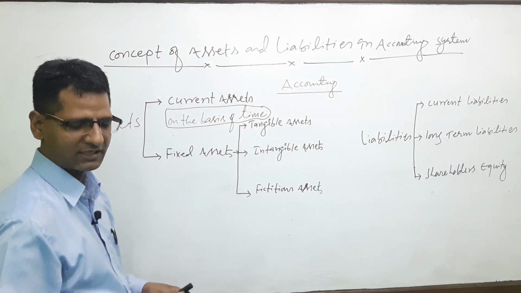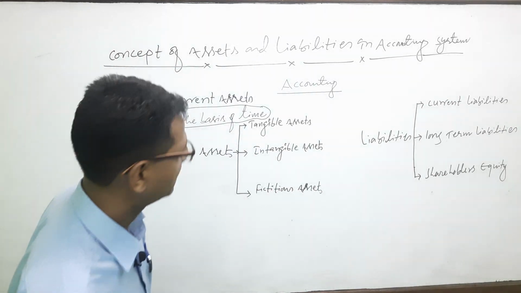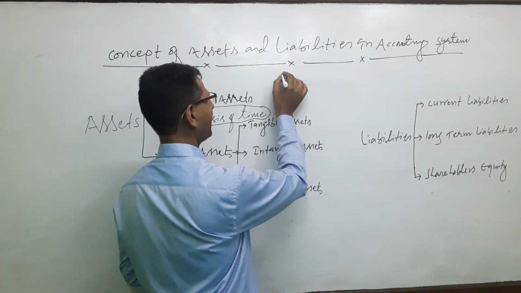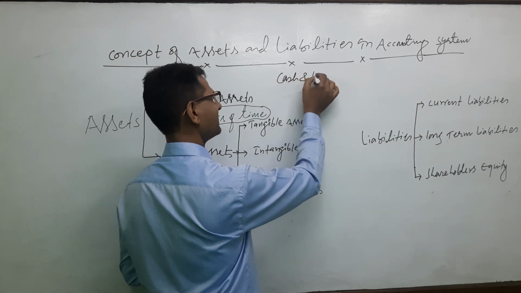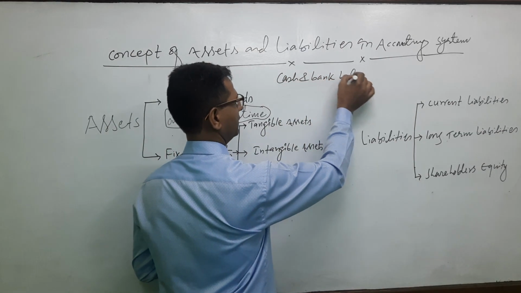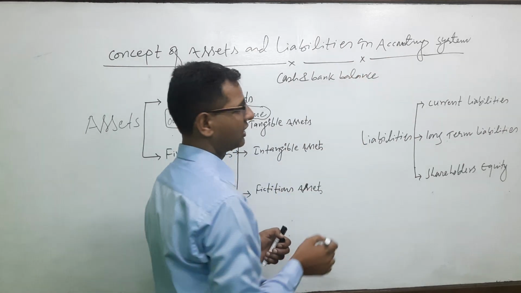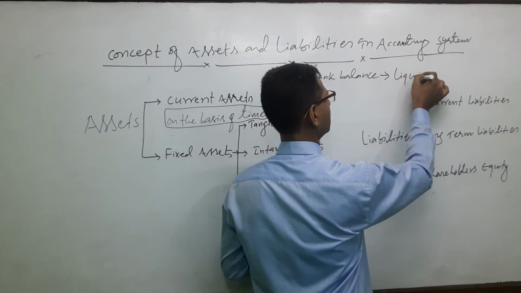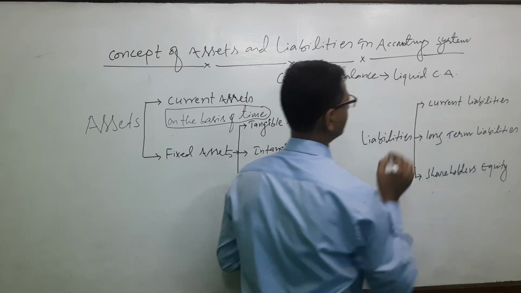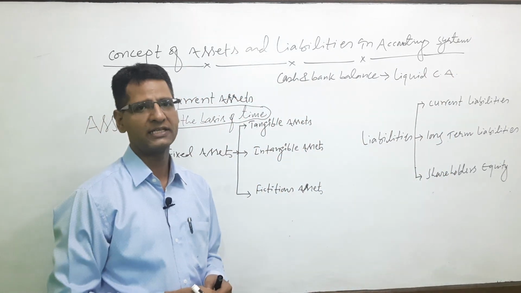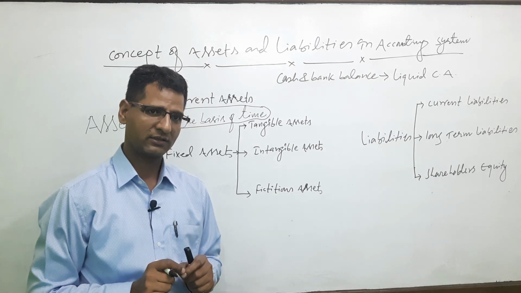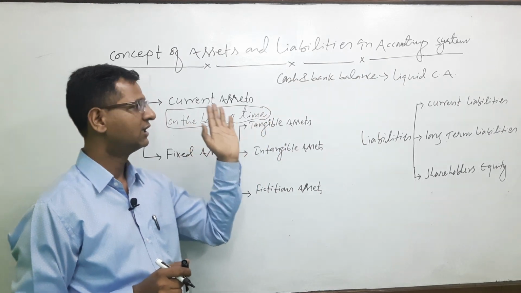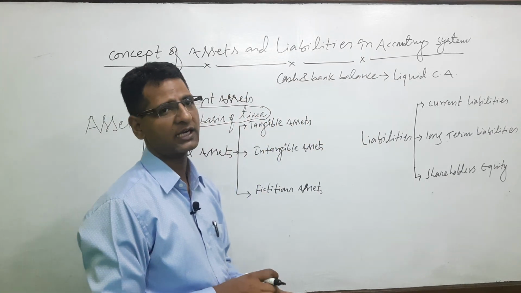So there are so many examples of current assets. Cash balance, cash and bank balance. Cash and bank balance is called liquid current assets. If we have it, we can immediately do what we need. Immediately we can purchase if we have cash or bank balance. So this asset is known as liquid current assets.